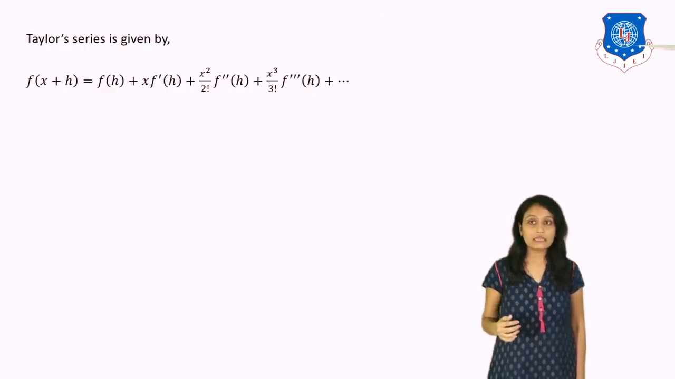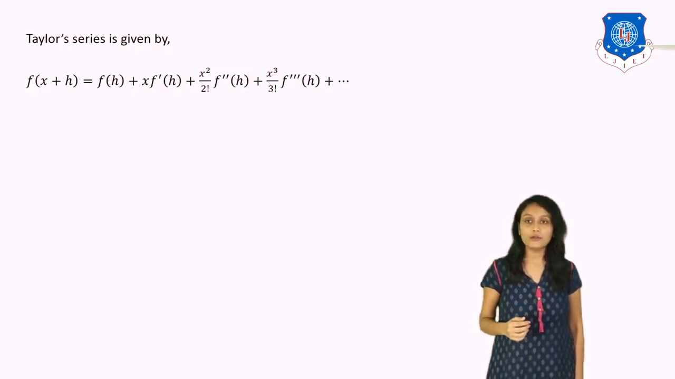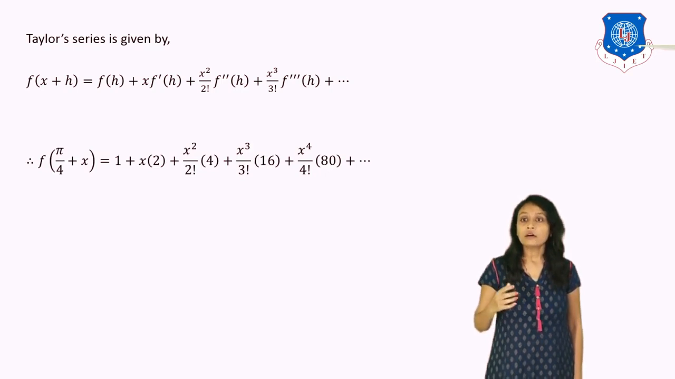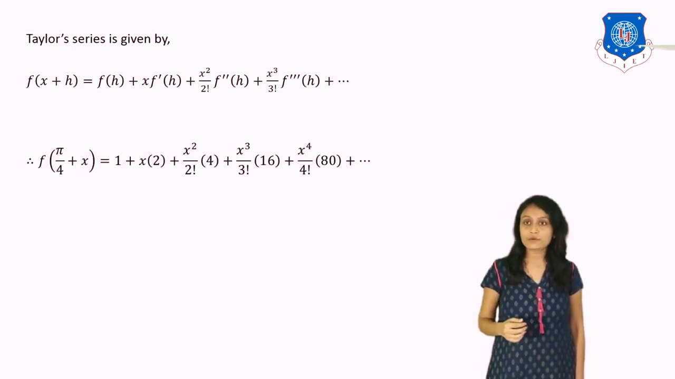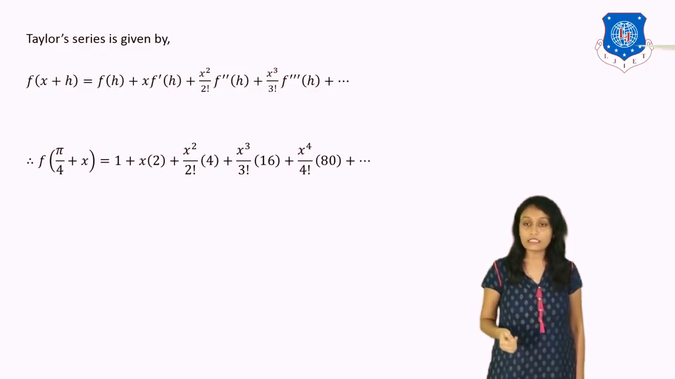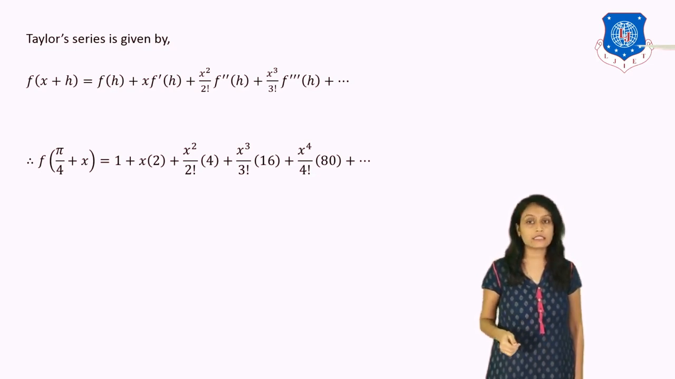Now the Taylor series in powers of x is given by this formula. Okay, so f of x plus h is what? f of h plus x into f dash h plus x square upon 2 factorial f double dash h, and so on. Okay, now we have to just substitute its value. h is what? Pi by 4, and f of h is 1. So we will get f of pi by 4 plus x, or you can say f of x plus pi by 4, that is f of h is 1 plus x into 2 plus x square upon 2 factorial into 4 plus x cube upon 3 factorial into 16 plus, and so on.